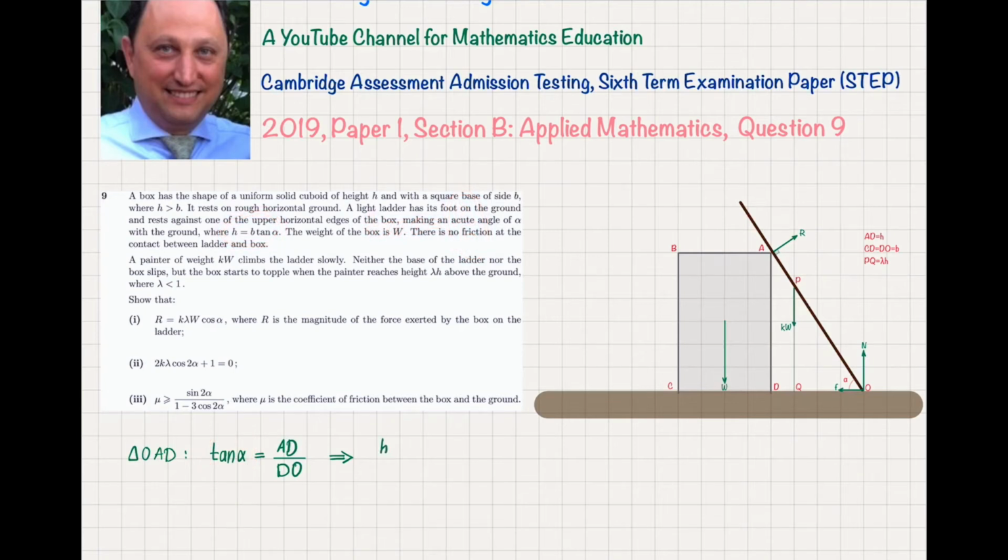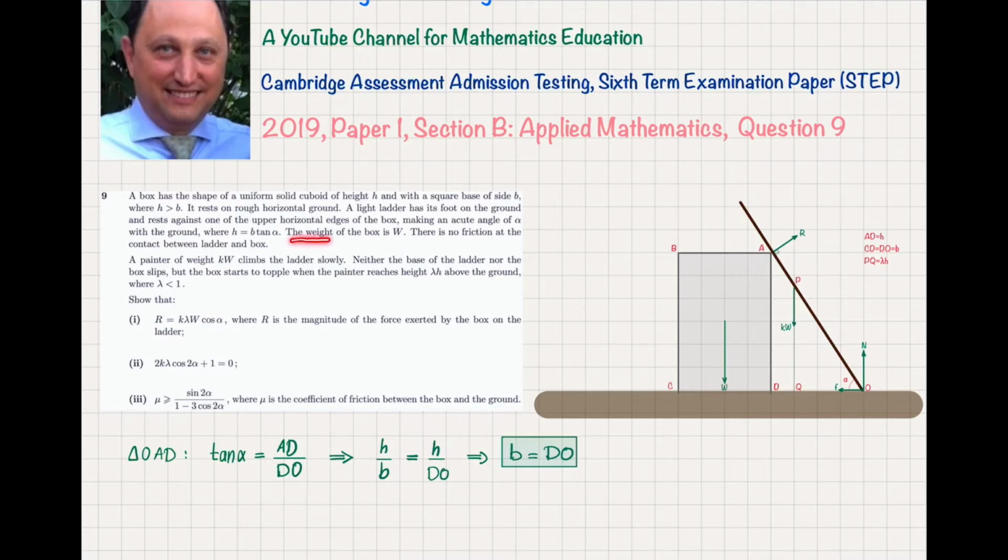So this means that we have h over b. On the right hand side, AD was assumed to be h, so that's the height of this box, and then I have my DO. It is clear that the denominator should also be the same, so DO is equal to b. As I told you, this is an indirect way of saying that DO is equal to CD is equal to b.